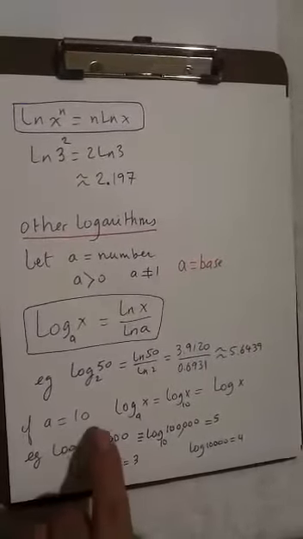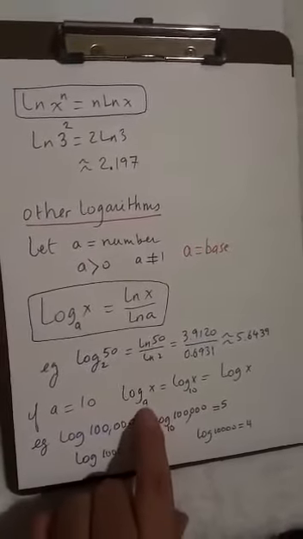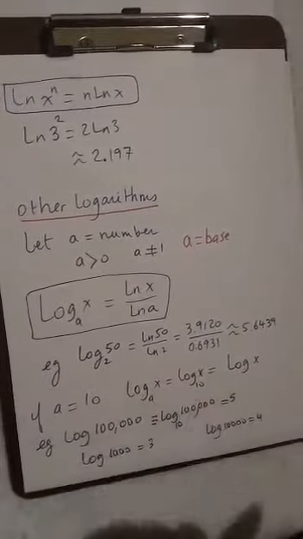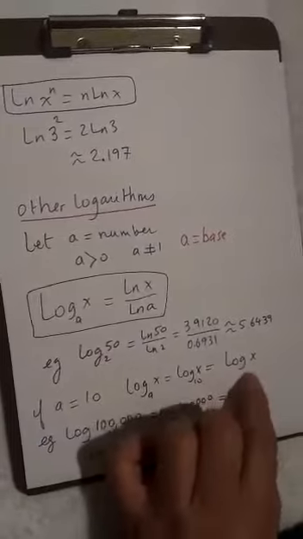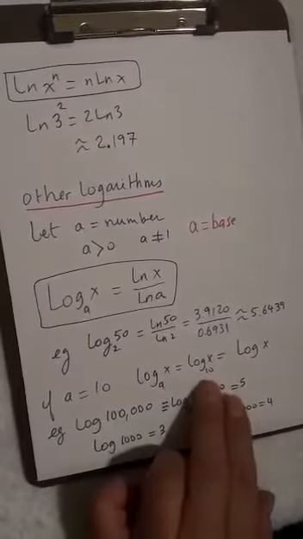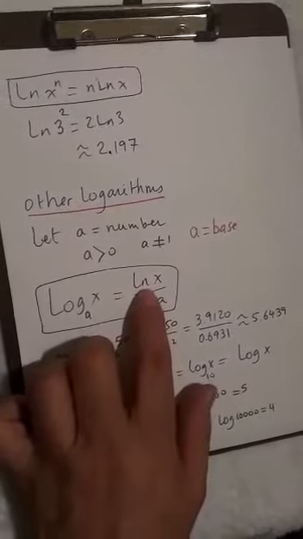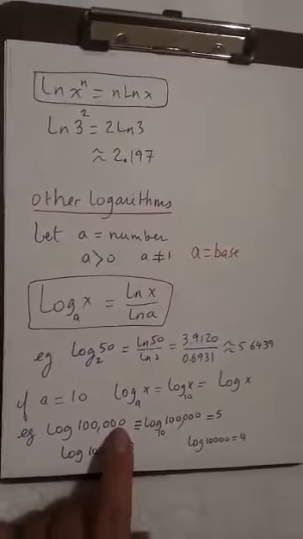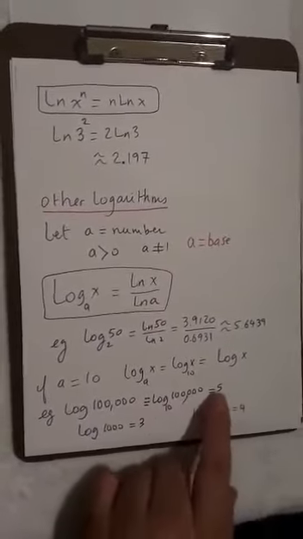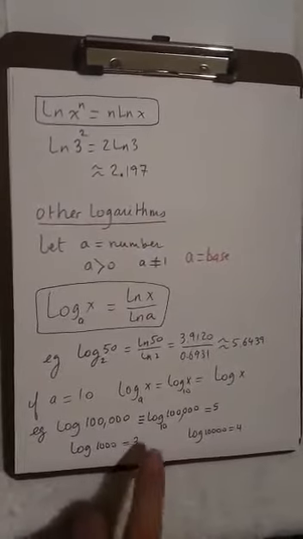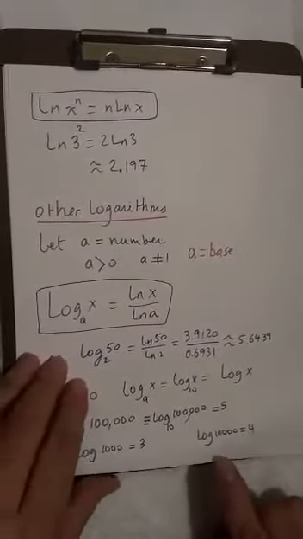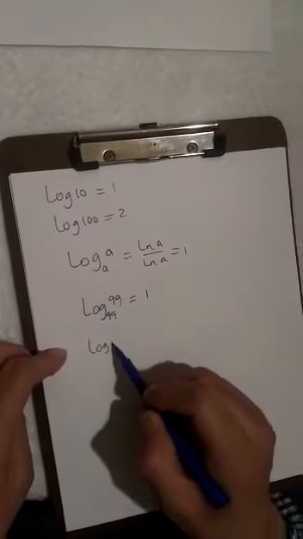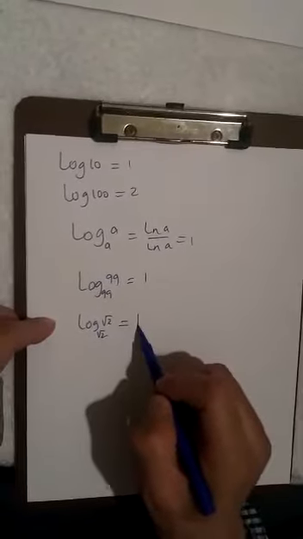When the base is 10, log x in base a is log x in base 10. But when it's 10, we don't write the base. We'll just write log x. If you see this notation, log, this automatically means log in base 10. If you see ln, it's log in base e. E is the number from earlier. So for example, log of 100,000 means log of 100,000 in base 10, which is equal to 5. Log of 1,000 is 3. Log of 10,000 is 4. Log of square root of 2 in base square root of 2 is equal to 1.